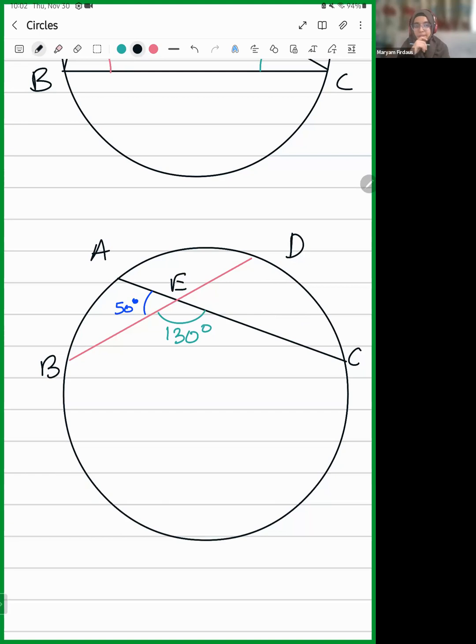This blue angle, ma'am, angle AEB. Because 180 minus 130 gives 50. Yes, linear pair, right? See, when you have a complicated figure like this, please don't get distracted by all the other elements in the figure, okay?